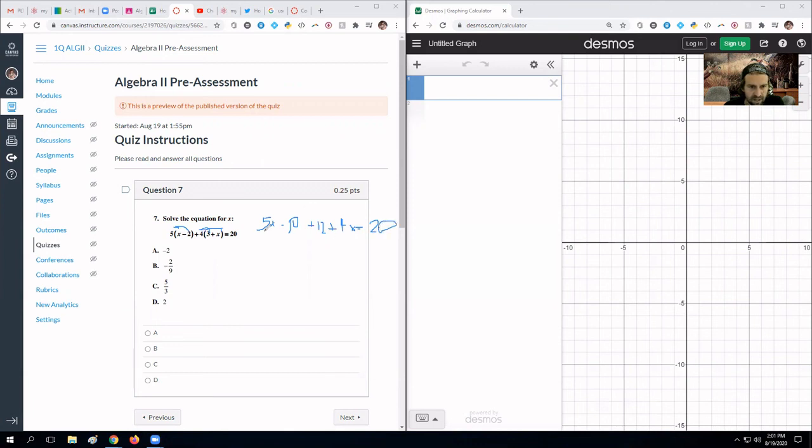We are on board. Okay, add the x's together. We got 9x. Negative 10 plus 12 is a positive 2 equals 20. Okay, so then in the next step, let's get rid of this plus 2 by subtracting 2 from the other side. So we get 9x equals 18. Divide by 9. That is a positive 2.